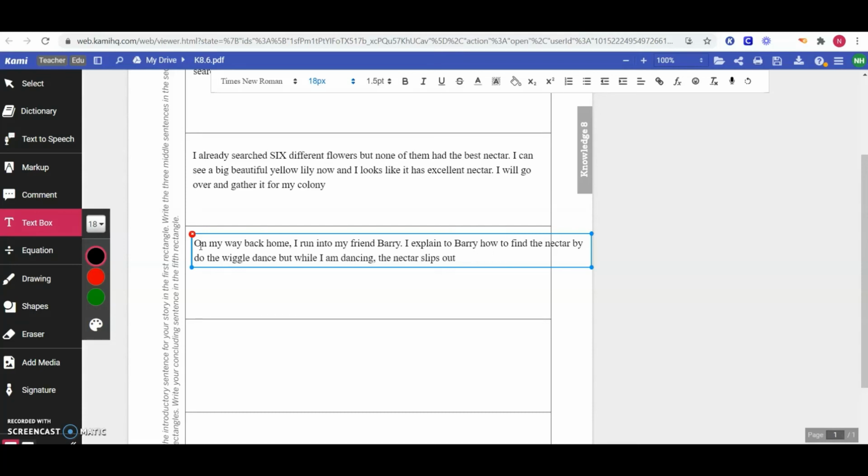Well, I guess bees don't really hold their nectar, huh? It sticks to their legs. So I'm going to say, instead of slips out, I'm going to say falls off of my legs. Now, I'll have to go back with Barry and gather the nectar all over again.